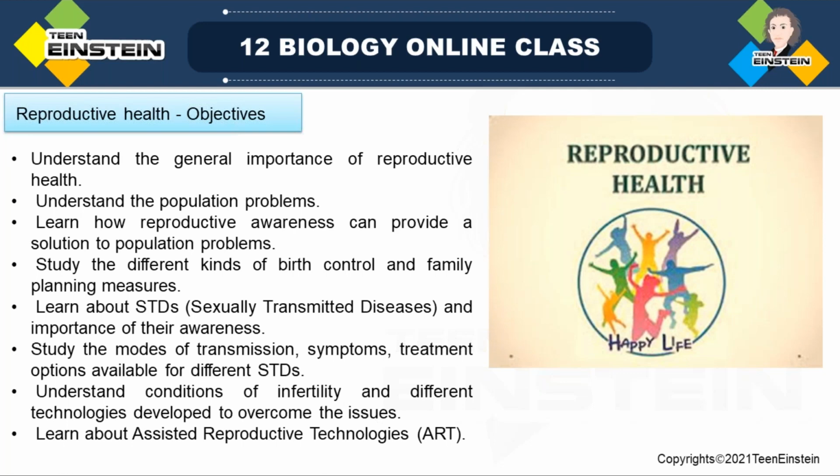Then understand conditions of infertility and different technologies available to overcome this issue. We need to understand the condition of infertility and the different technologies developed. Nowadays there are provisions to overcome infertility issues. Then learn about assisted reproductive technologies, or ART. So these are the main objectives of reproductive health programs.